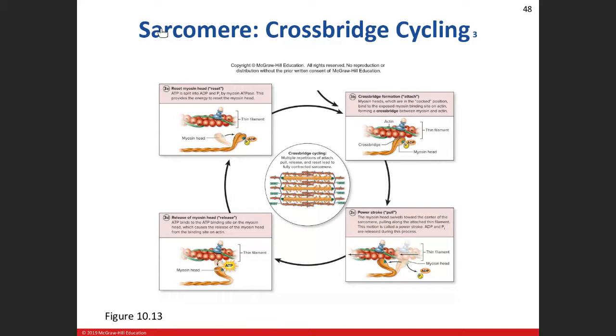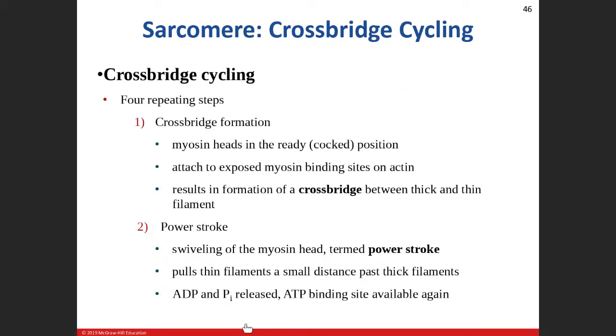Now the next step is the power stroke. This is when we start the actual contraction process. At this point the thick filament is going to pull the thin filament past itself. We call it the sliding filament theory, but it's called several different things: crossbridge cycling, sliding filament theory. Point being, we're moving two protein structures past one another. The thin filament gets pulled by the thick filament.